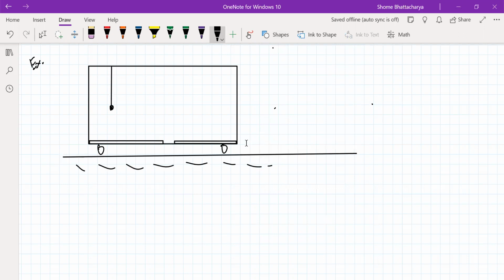Okay, now I understand what you're saying. So the mass of the cart is given, the mass of the bob is given. And the horizontal distance between the string and the slot is L.